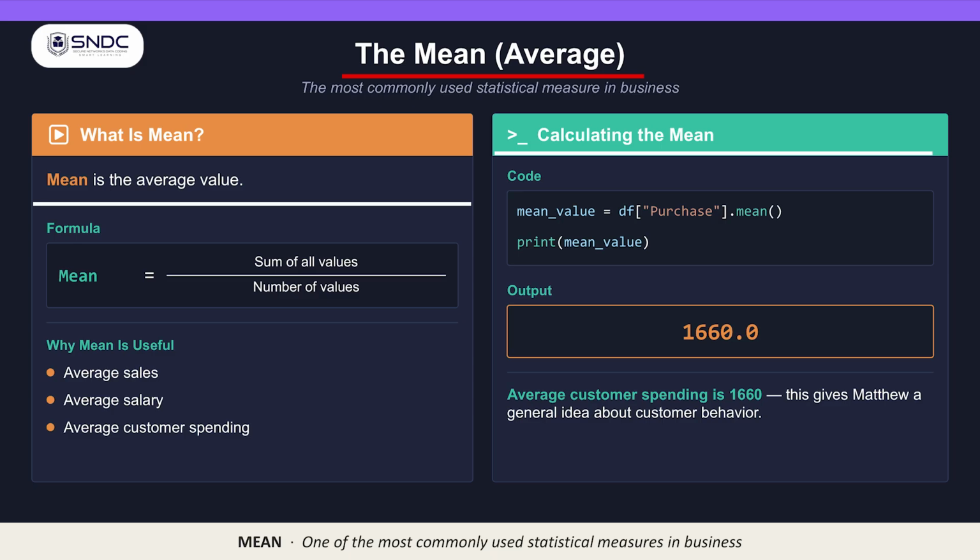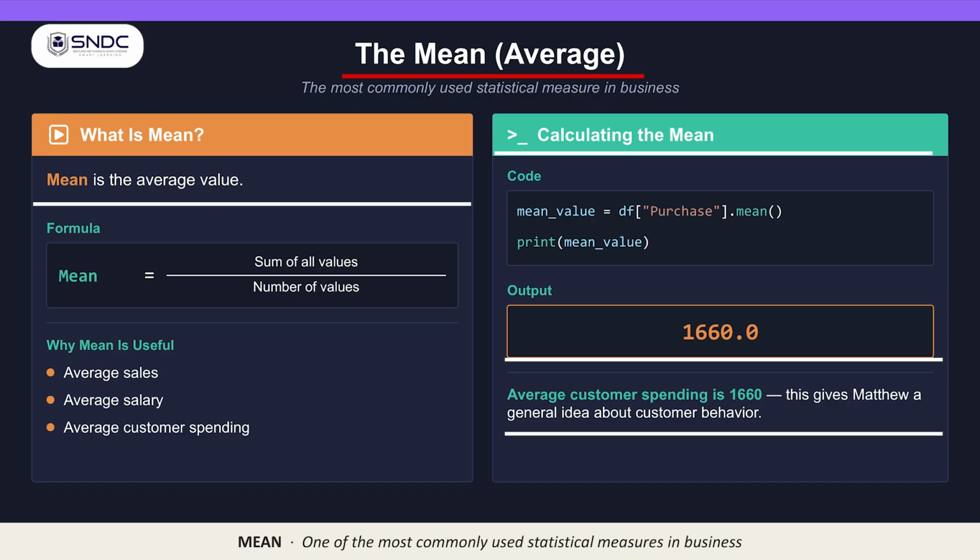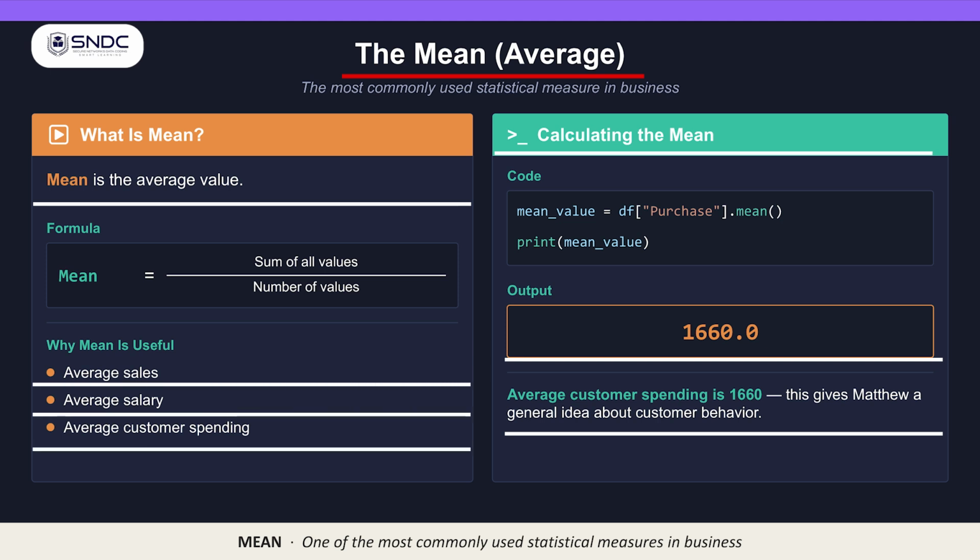In our dataset, the average customer spending is 1,660. This gives Matthew a quick overview of how much customers typically spend. Businesses use averages everywhere. Average sales, average salaries, average monthly revenue, average customer spending. It's one of the most commonly used statistical measures.